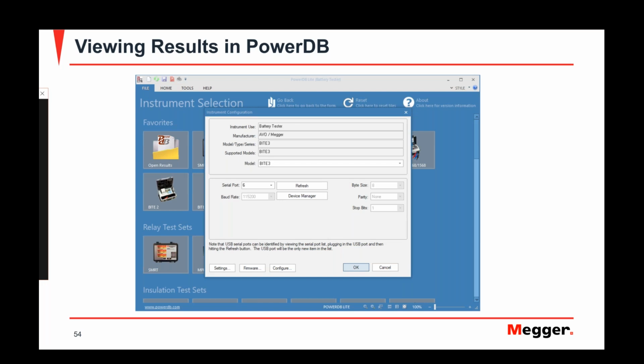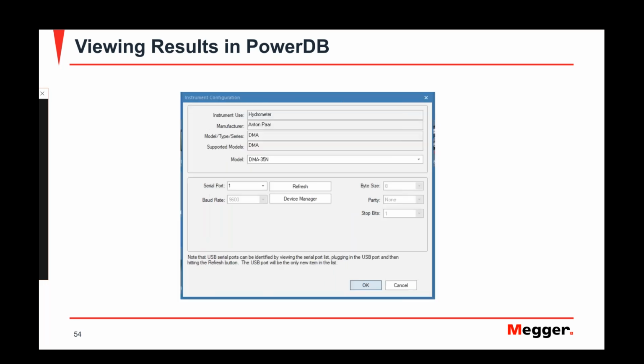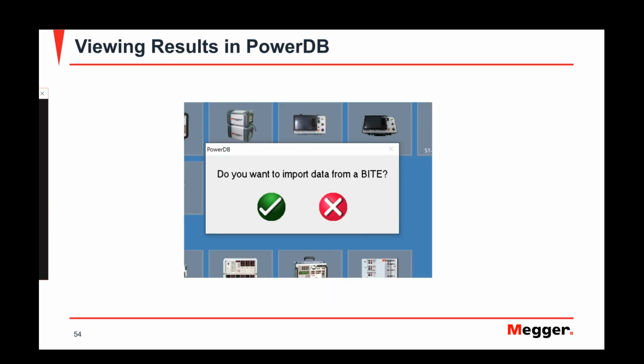So go ahead and select the serial port that you're using, and then hit the OK button. And then the next screen is going to ask you about a hydrometer. If you are using a hydrometer and you're going to have that connected to your computer, go ahead and select the COM port for that, and then hit the OK button. If you don't have a hydrometer that you're using, it's okay to just go ahead and hit OK, and it'll proceed with the download of our results.